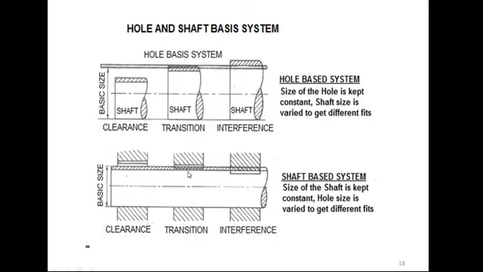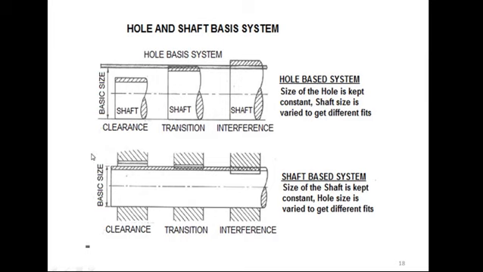Then next one is the transition. Transition fit means either clearance or interference. If the size of the hole is more, then it is a clearance. If the size of the hole is less, then it will become an interference. And next one is the interference fit. In the interference fit, see here, the size of the hole is less than your shaft size. The shaft size is more, so we have kept the size of the hole less. That is why interference takes place. So this is called the interference fit.